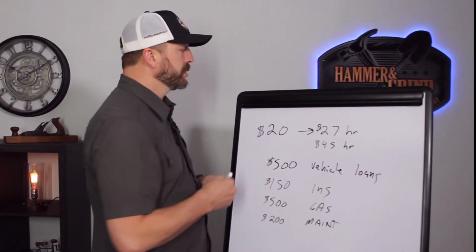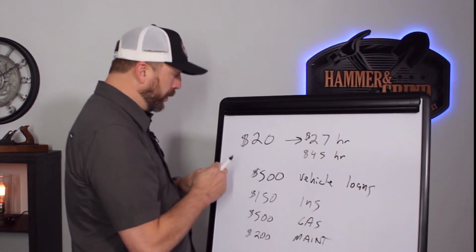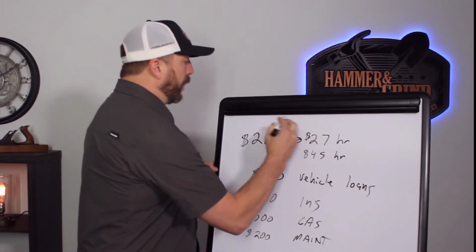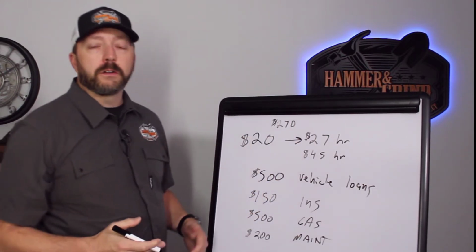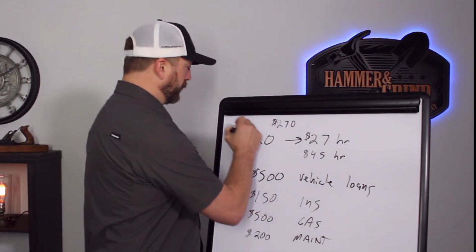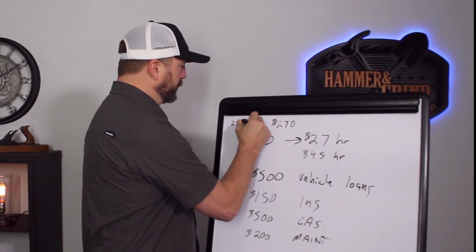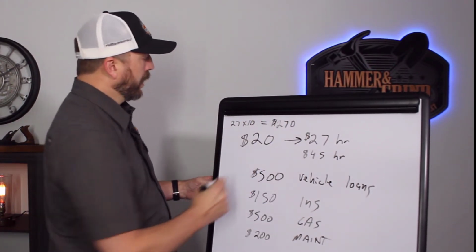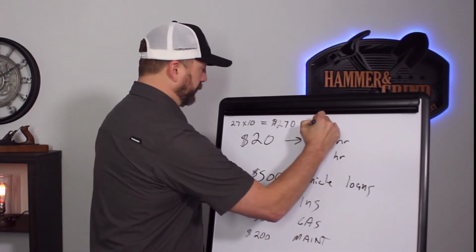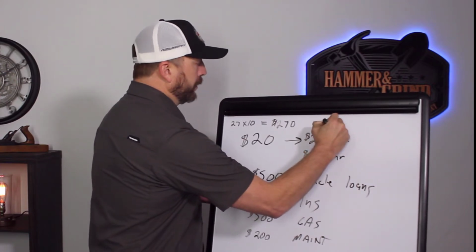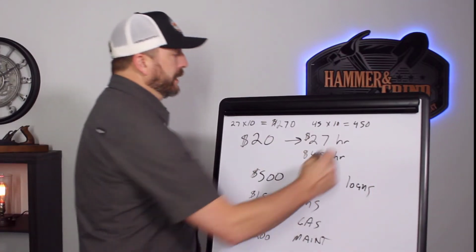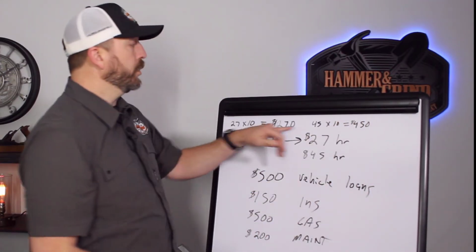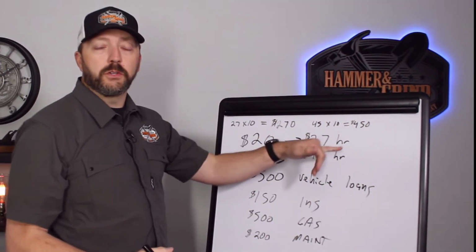Well, if you factor a job at $27 an hour times 10 hours, that's $270 on a 10-hour job, right? 27 times 10 is $270. If you do a $45 an hour times 10, that's $450. That's a huge difference in cost between the two.